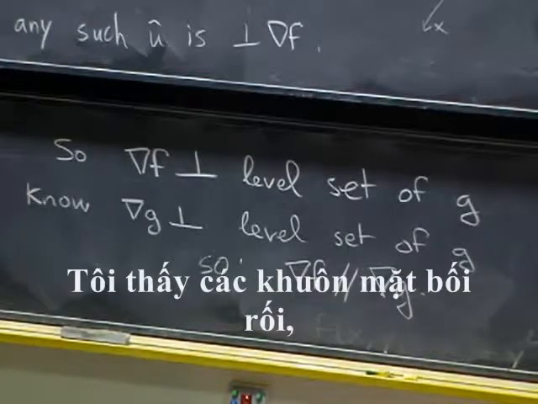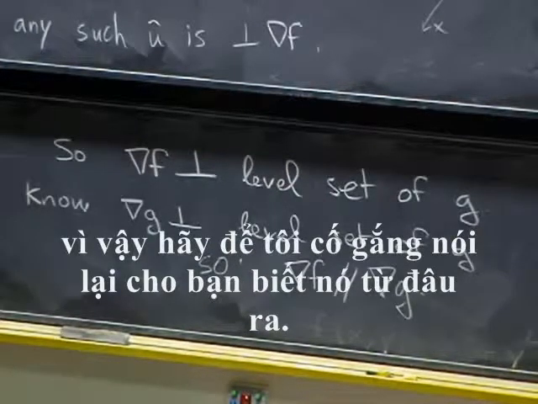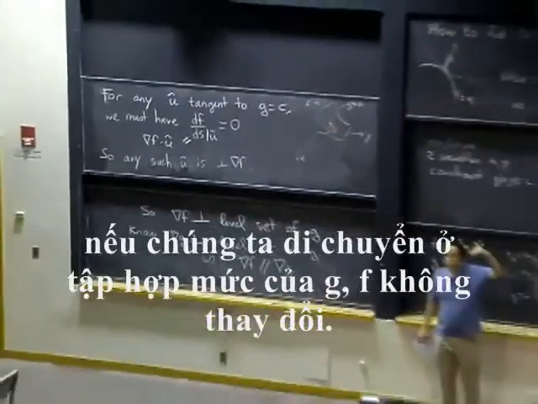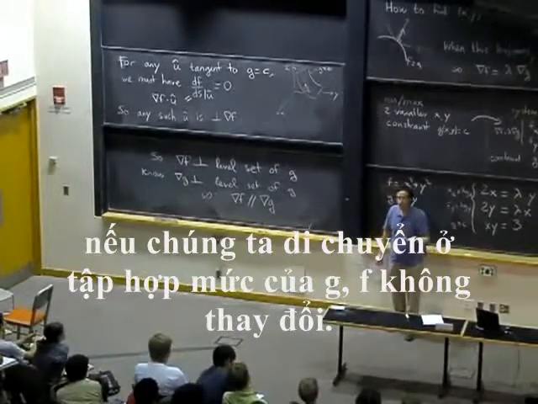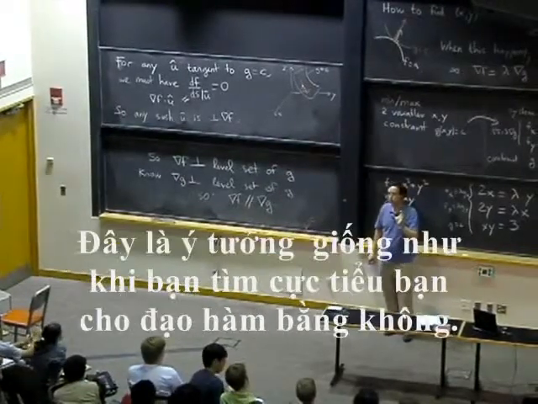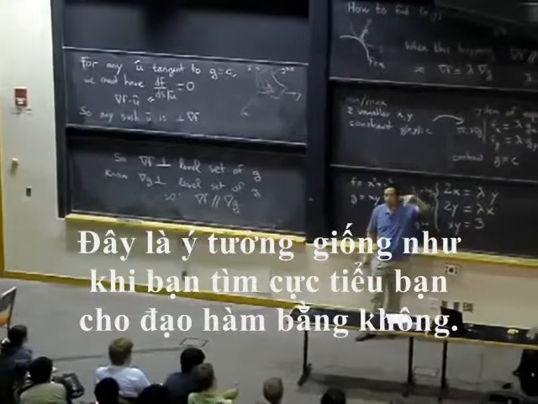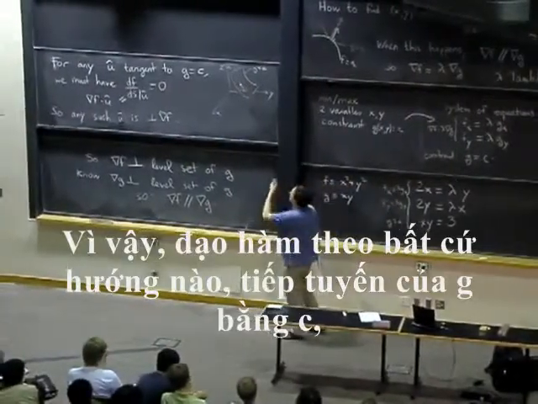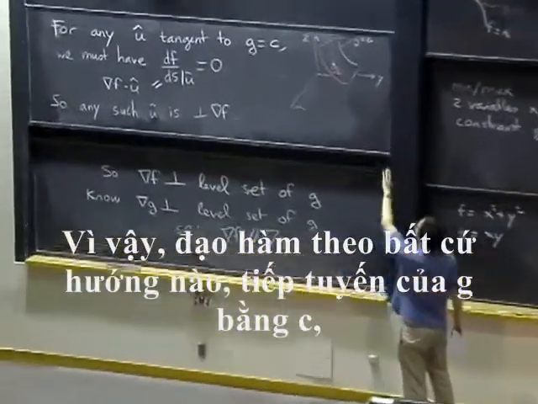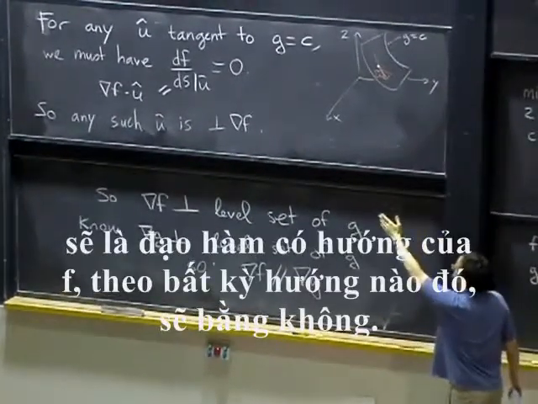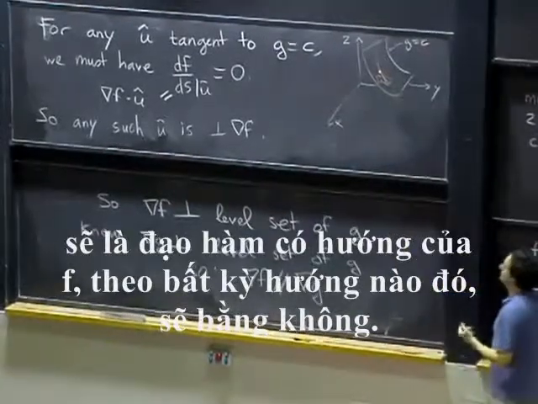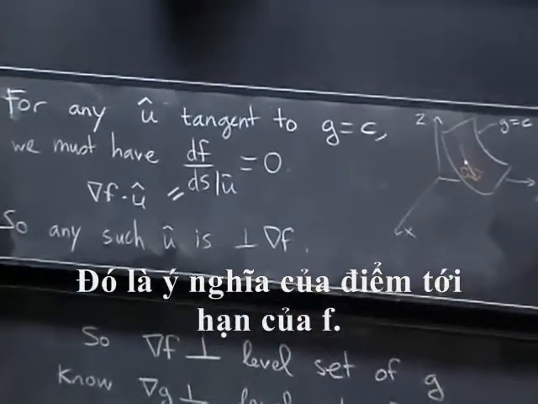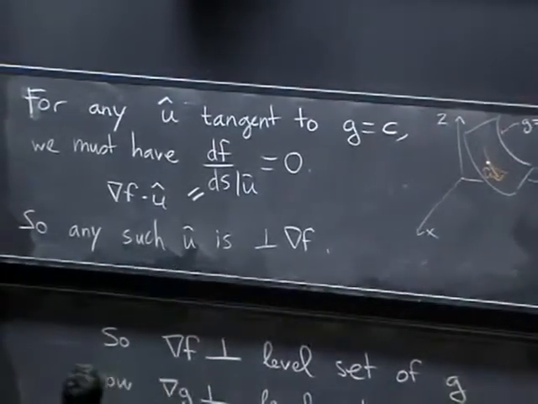Okay? I see confused faces. So let me try to tell you again where that comes from. We said if we have a constrained minimum or maximum, if we move in the level set of g, f doesn't change. Well, it doesn't change to first order. Remember, it's the same idea as when you're looking for a minimum, you set the derivative equal to 0. So the derivative in any direction tangent to g equals c, the directional derivative of f in any such direction, should be 0. That's what we mean by a critical point of f.